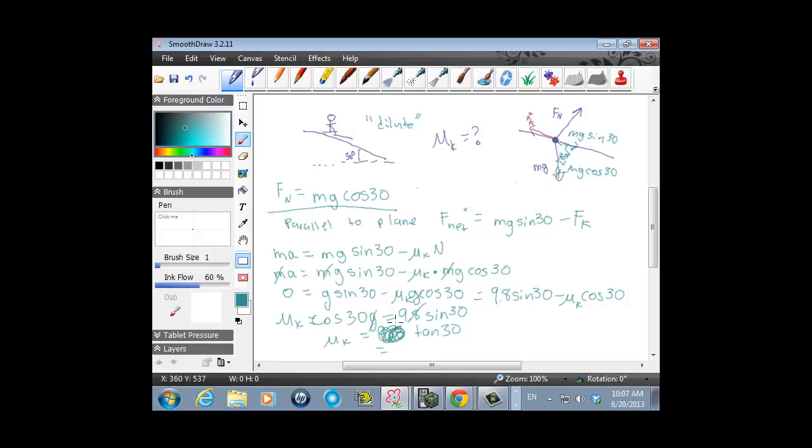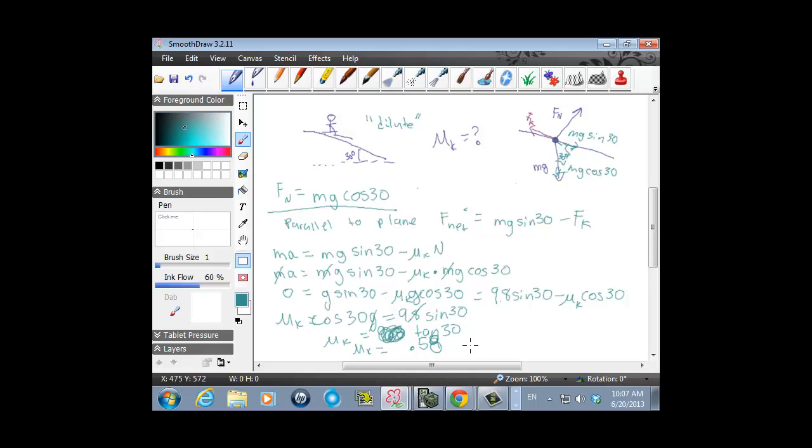Which is 0.577. Coefficient of friction, does it have any units? Oh, 8, sorry, not 9. That was a horrible, horrible mistake.